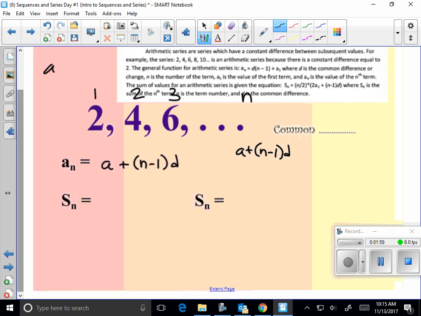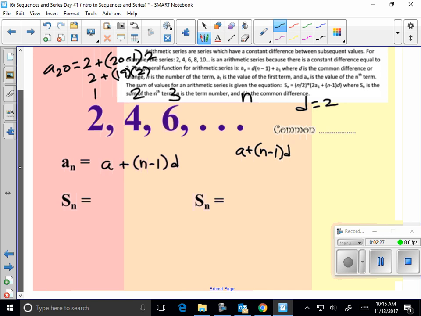So if I wanted the 20th term here, I would take the first term, which is 2, and add 20 minus 1 D's to it, which in this case D is 2. And so I get 2 plus 19 times 2, which is 38, plus 2, which should be 40. Our 20th term should be 40, which makes sense, right? I'm adding 2, 19 times. I should get 40.